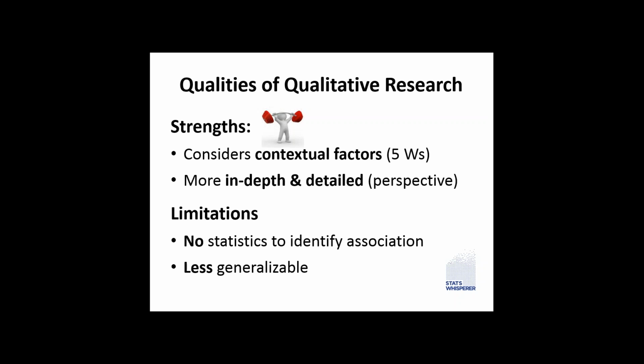And it's also less generalizable because of a smaller sample. So we can't say within our sample this is happening and then suggest that in the wider community or the wider population, it's also happening there too, because it's on a smaller scale, right?